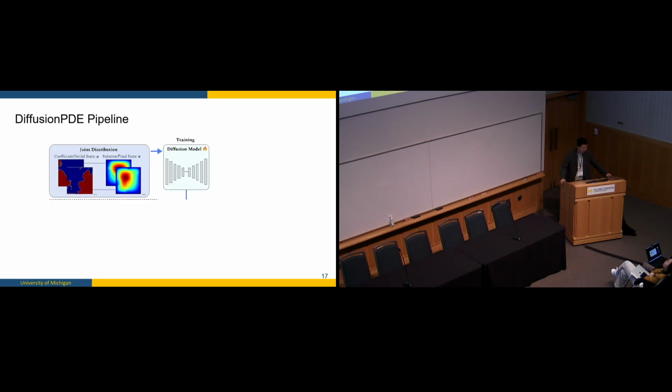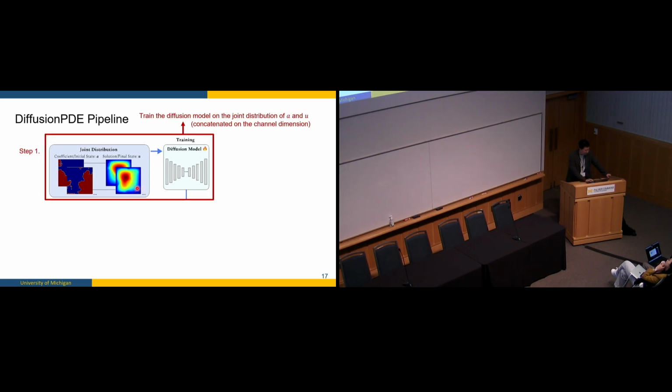Okay, so in DiffusionPDE, as I said before, we try to model the joint distribution of two spaces. And what are these two spaces? For the static PDEs, that will be the coefficient and the solution spaces, right? So that's what's shown here in this diagram. And for dynamic PDEs, these joint distributions will model the initial state and the final state simultaneously. So this model is trained with the diffusion model algorithm to be able to generate a joint image, concatenated image of these two distributions, concatenated on the channel dimensions.